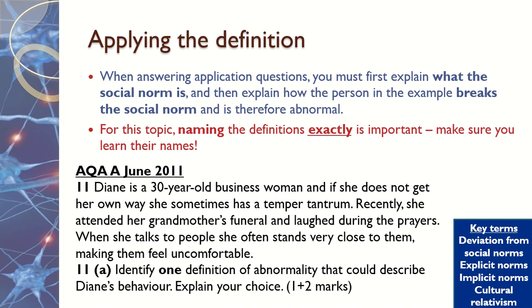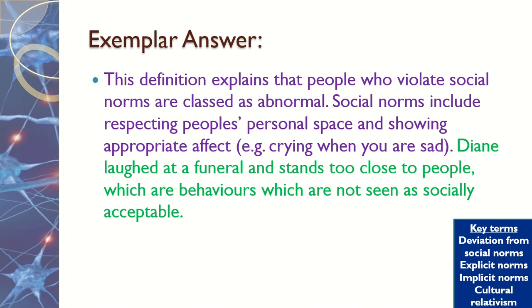Pause the video now and have a think about how you might answer this question and how you might structure it. So my example answer is that this definition explains why people who violate social norms are classed as abnormal. So I've referred to social norms and I've identified that as the definition that I'm going to use. I've then gone on to explain it. So I've said that social norms include respecting people's personal space and showing appropriate affect. So here I've explained the definition of abnormality, but also within the context of Diane, without explicitly referring to Diane.